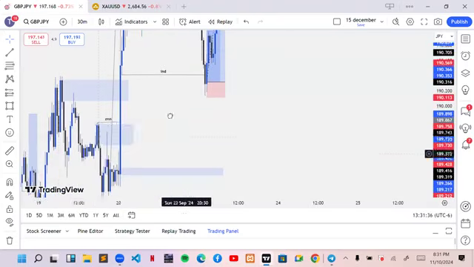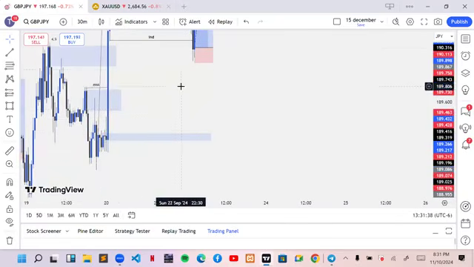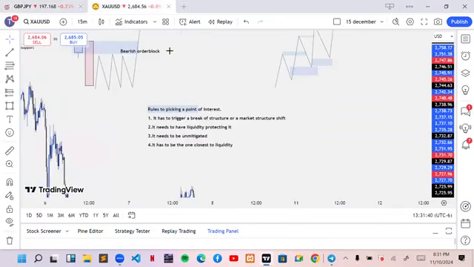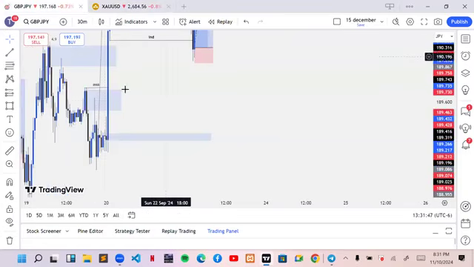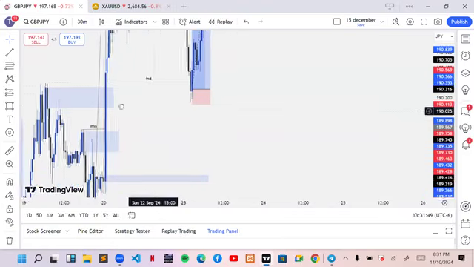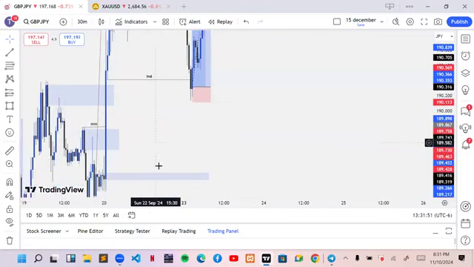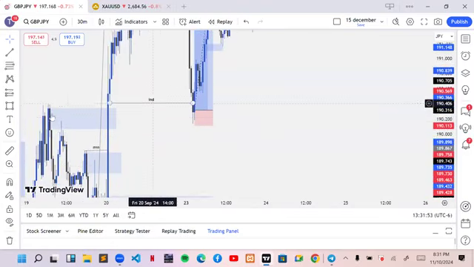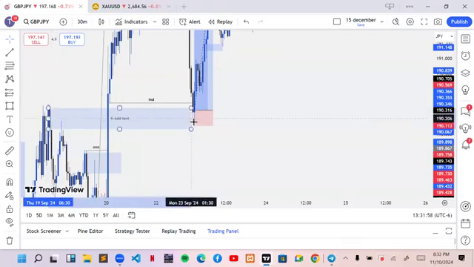This breaker block is also unmitigated. This other block is also unmitigated. So which one are you now going to use? Now the fourth rule says it has to be the one closest to liquidity. Now what is our liquidity in this case? Our liquidity is our inducement. Now out of all these points of interest here, which one is closest to this inducement? It is this breaker block at the top here. So this is where my entry for this trade was.